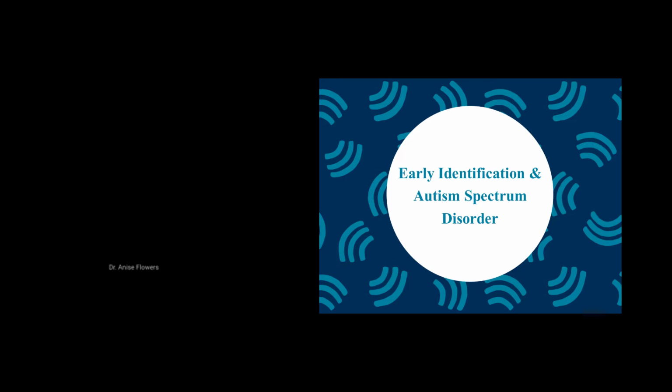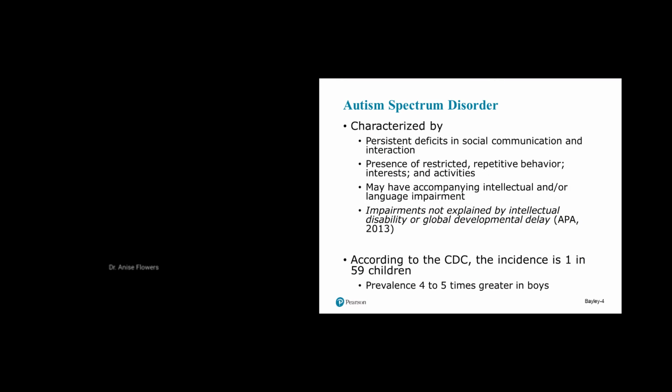Starting off, we'll look at early identification and autism spectrum disorder. So, of course, ASD is characterized by a few general areas of challenges or delays. First, persistent deficits in social communication and interaction. It could be current or by history. We often see deficits in social emotional reciprocity, ranging from abnormal social approach, failure of normal back and forth conversation, a reduced sharing of interest, emotions, or affect, failing to initiate or respond to social interactions.